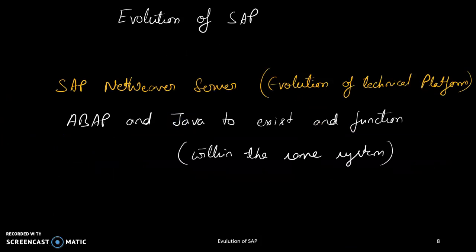SAP NetWeaver Server is a further evolution of the technical platform. This platform allows both ABAP and Java to exist and function within the same system. That is why we say this is one of the best systems, because it takes ABAP programs and Java programs together to function and control the entire SAP NetWeaver system.